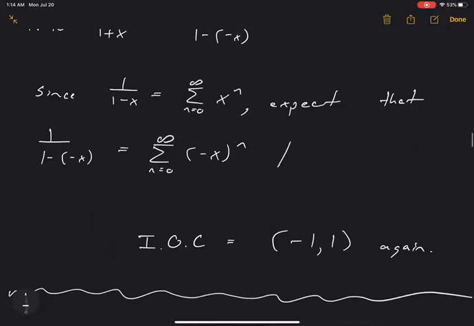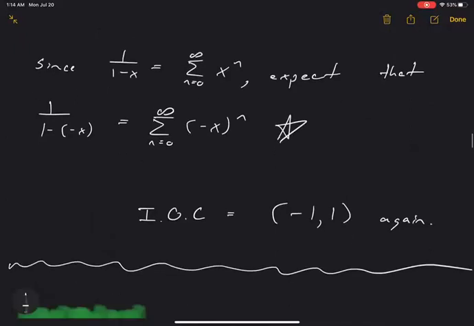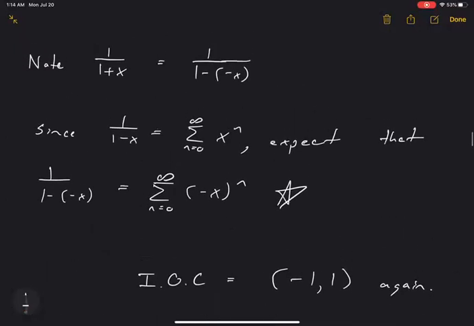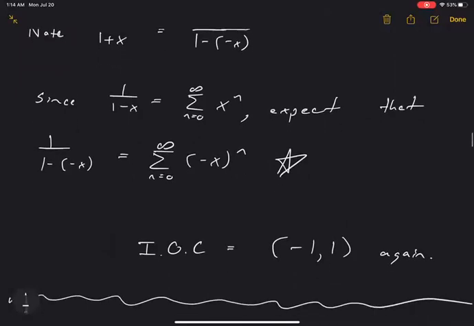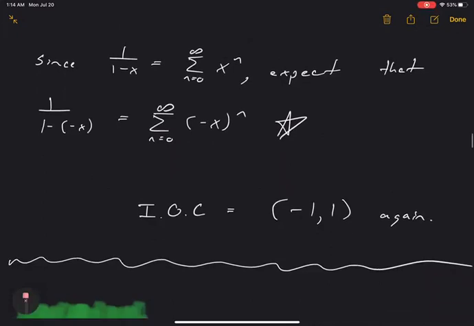Then we have our power series. And I'll skip the work for finding the interval of convergence, but it should end up being -1 to 1 again, without the endpoints included. You guys can find the interval of convergence on your own, and double check me.